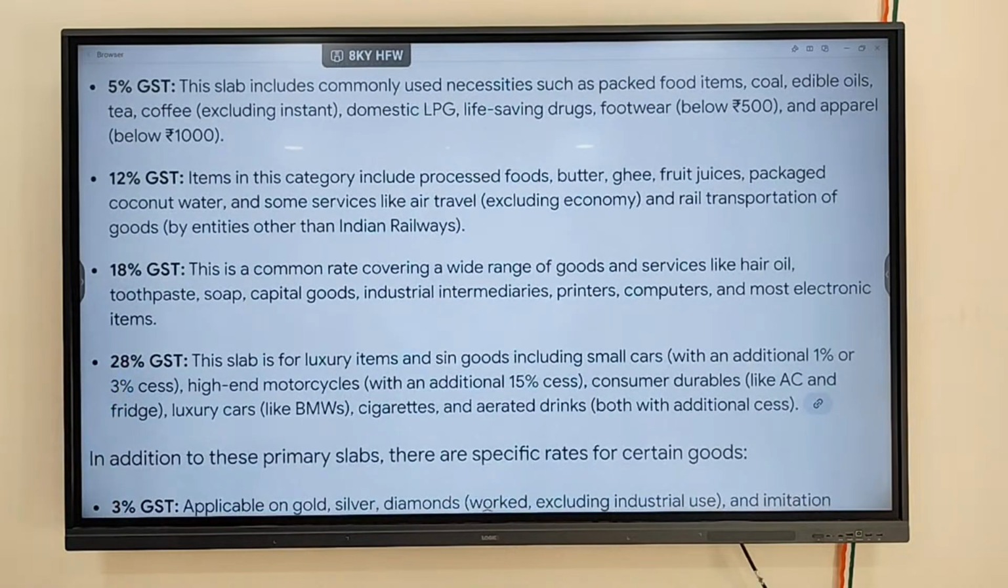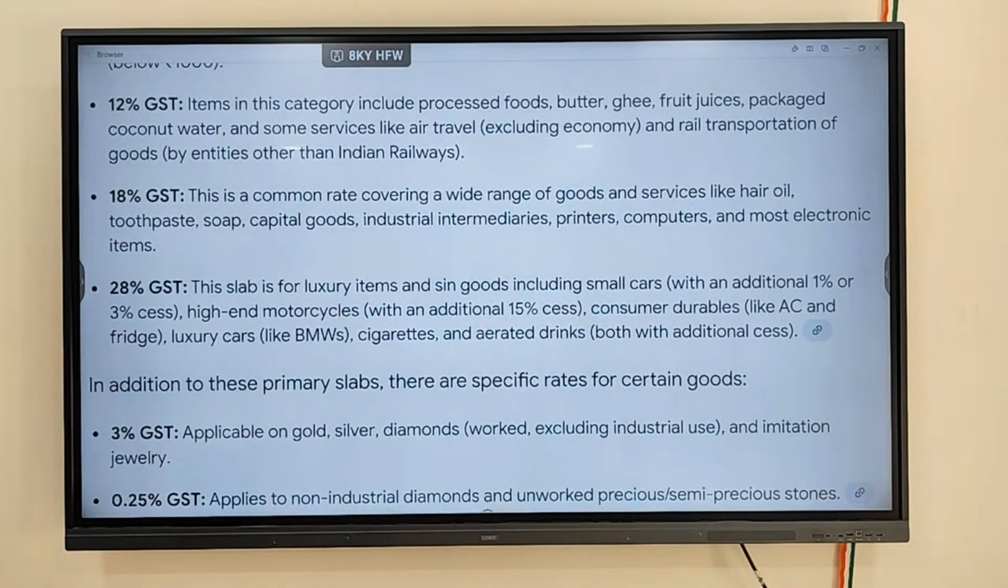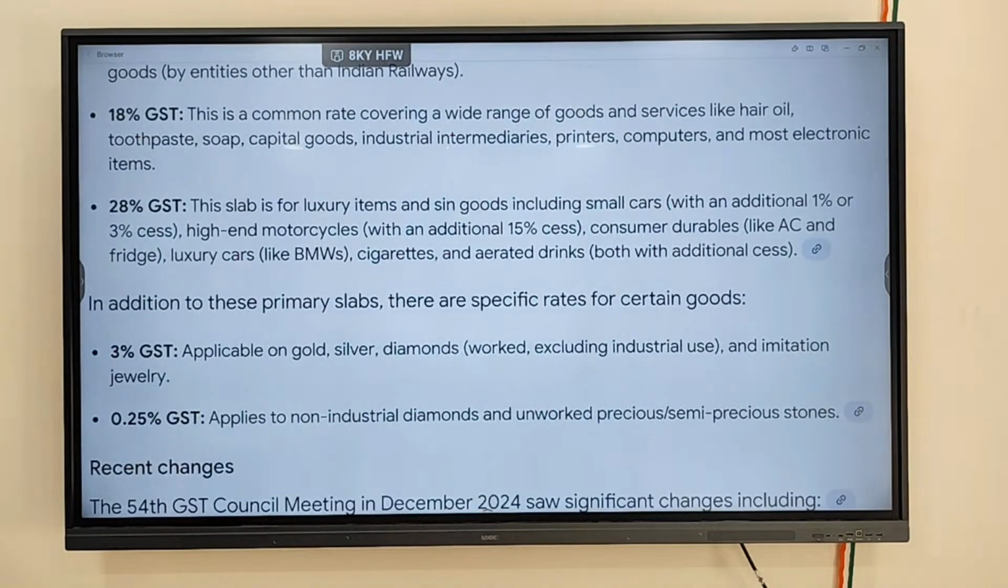18% GST: printer, computer, laptops, toothpaste, soap all come under 18% GST. 28% is for AC, fridge, luxury cars, cigarettes, aerated drinks. That all comes under 28% GST. For gold and silver, it is 3%. Unpolished diamond, it is 0.25%. If it is polished, it is 3%.